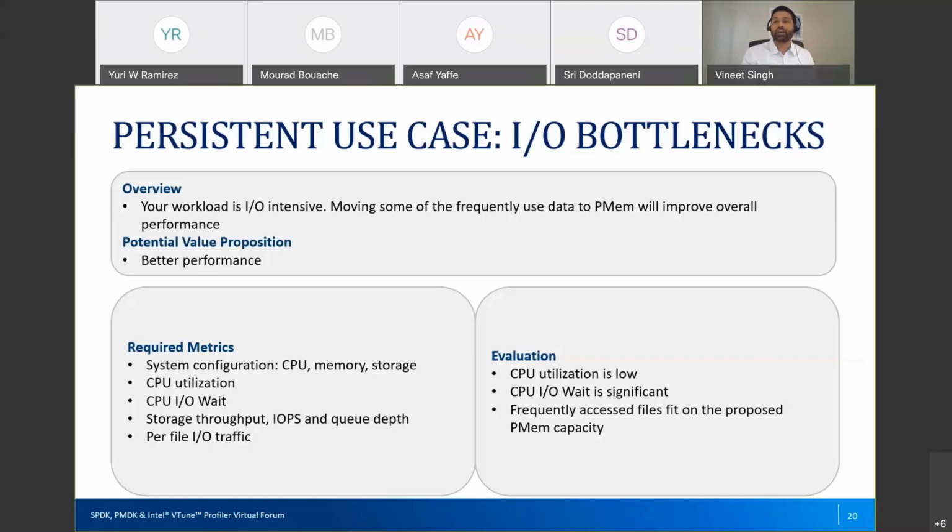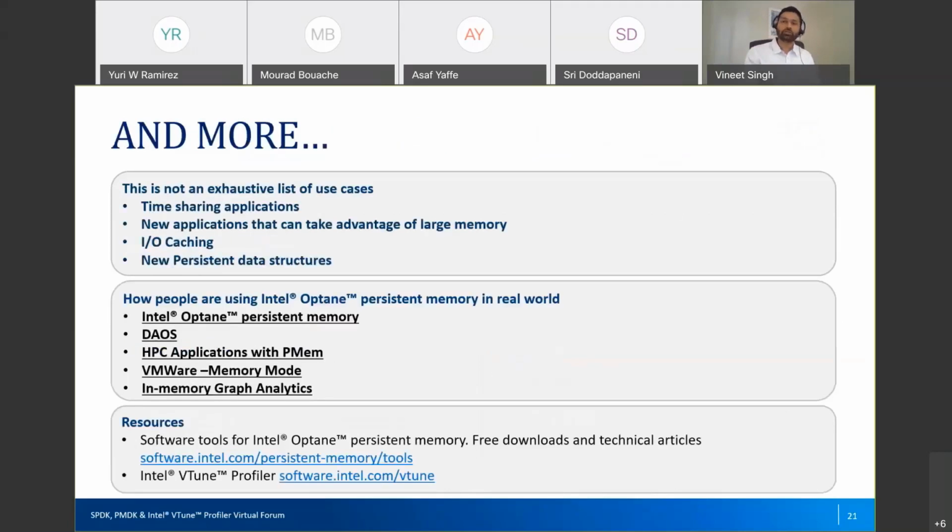is find out if there is a subset of data that you can place on a faster media. So, for example, you have some metadata or logs that are very frequently accessed. You can move that to PMEM and you will see a performance boost here. So that was a couple of examples of use cases for app direct mode.